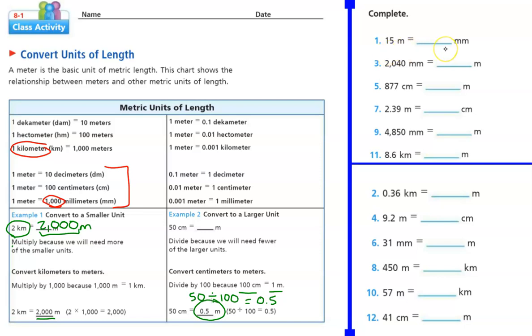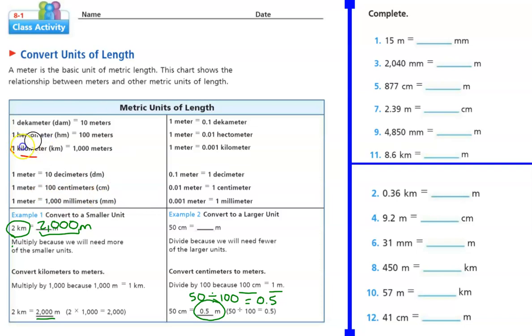So this one says 15 meters is how many millimeters? Well, here's what you have to ask yourself. Which one's larger? So here my 15 meters is going to be way larger. So I'm taking a larger measurement and turning it into a much smaller unit, which would be this left side. So I'm going to multiply. I'm going to take my 15 meters, and over here, it tells me that there are 1,000 millimeters.